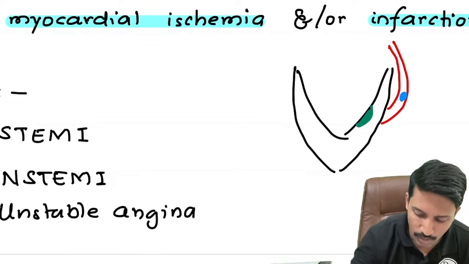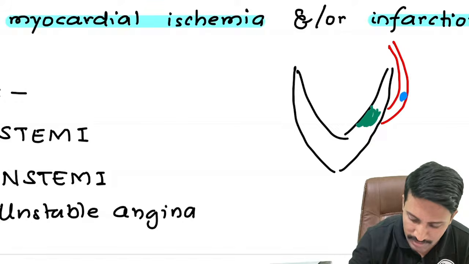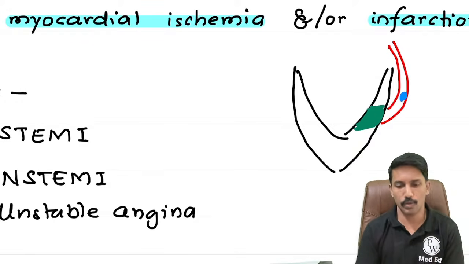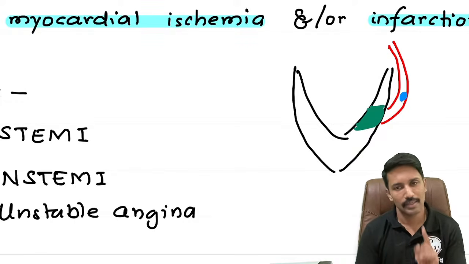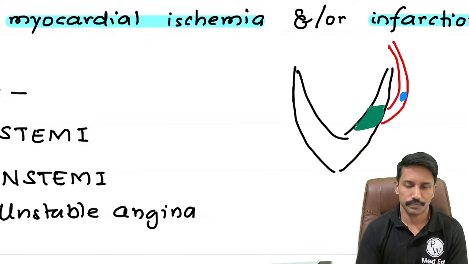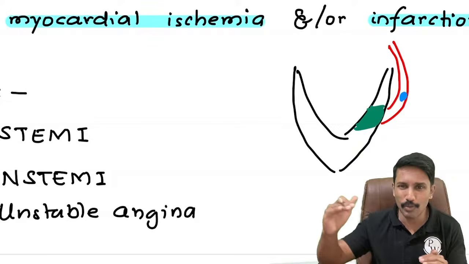But if I do not treat now, more and more myocardium will start dying and eventually the entire thickness of the myocardium is dead. We call it transmural infarction. Then it will show as ST elevation on the ECG. So it is just a spectrum of the same condition, right?